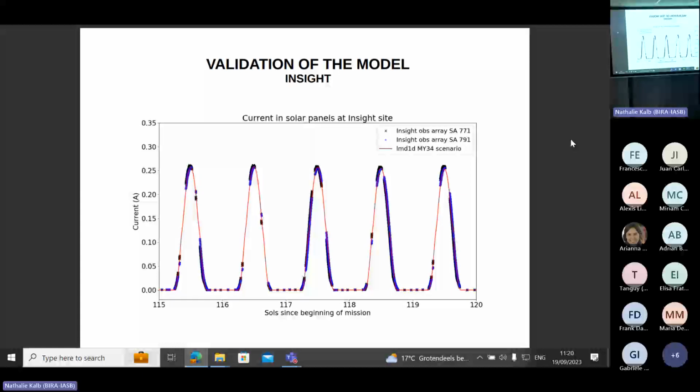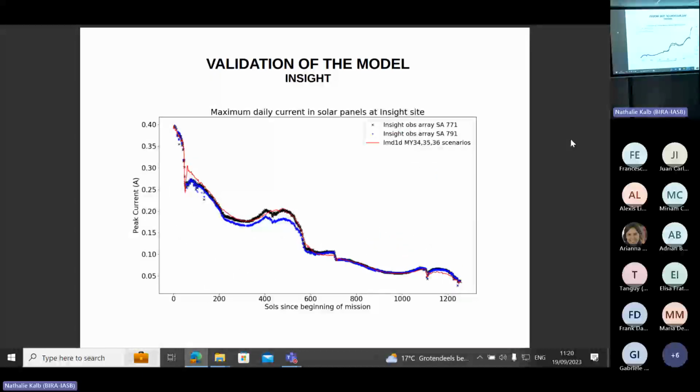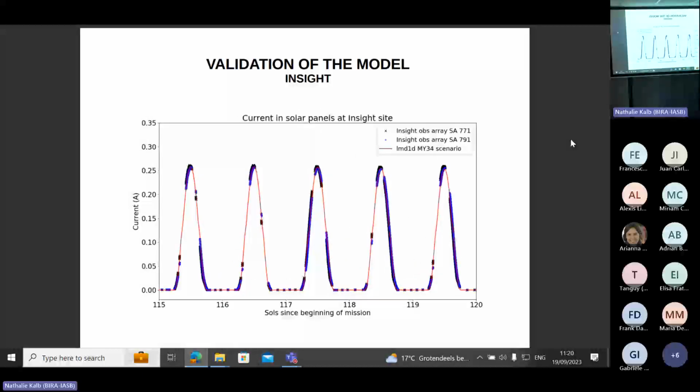For InSight, we have high resolution temporal measurements, so you can also compare for other local times, because this comparison here is the maximum daily current every day. So what I show basically is the current measured around noon. But you can also look at other local times, in the afternoon or during the morning, and see if the model reflects well the cycle. And that is the case. So we have a good agreement between the two.